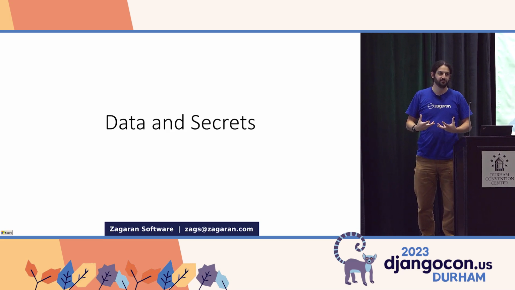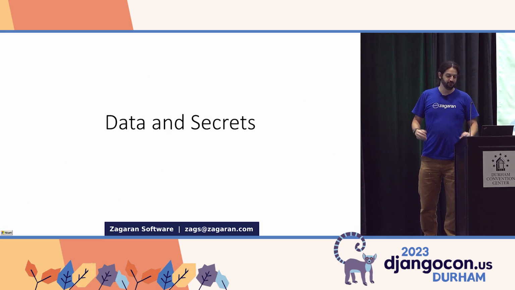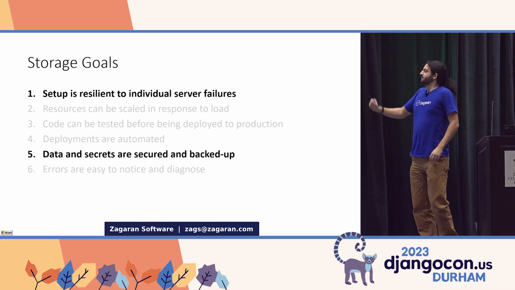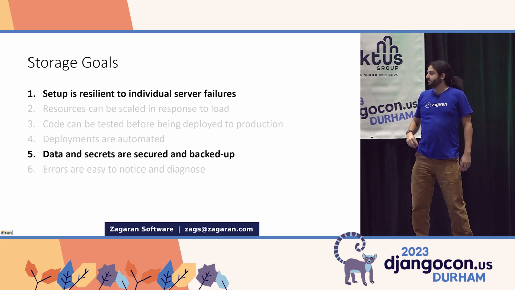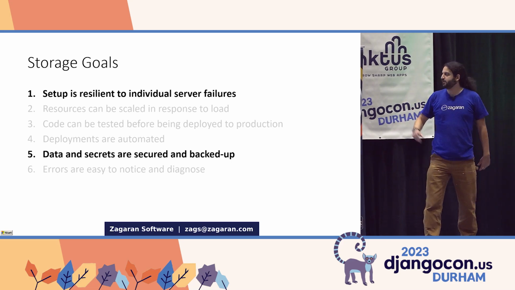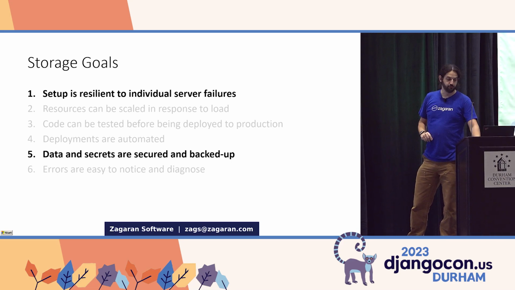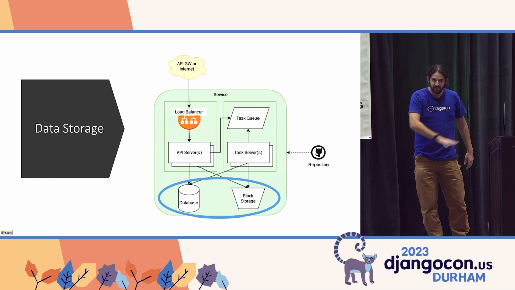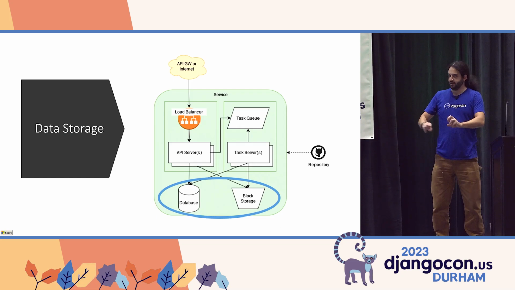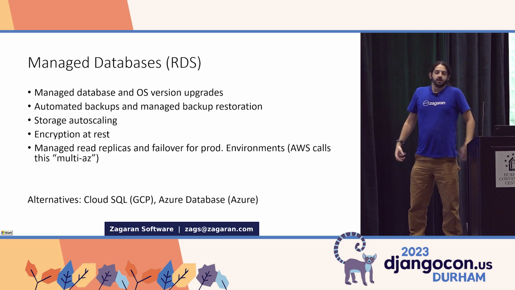All right, we've focused a lot on the application servers. How about data? These don't really do anything without the data. So here, obviously, we're going to talk about data and secrets need to be secured and backed up, but also we're going to come back to resilience to server failures, because it matters here too. So we're down here in the data storage layer, the murky depths of persistence.